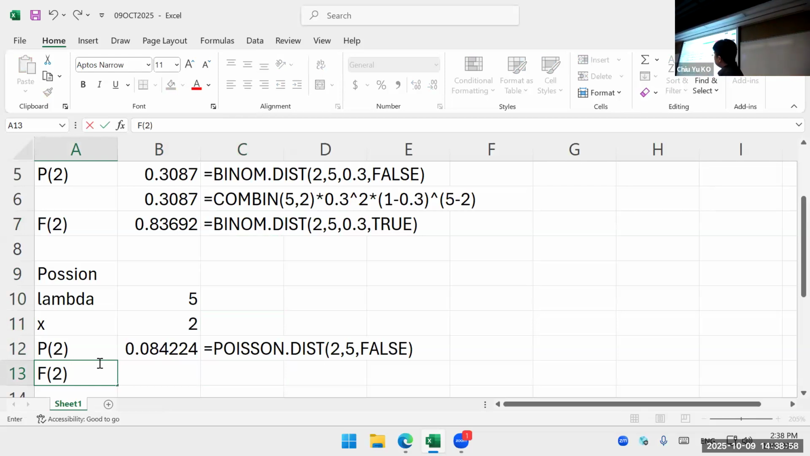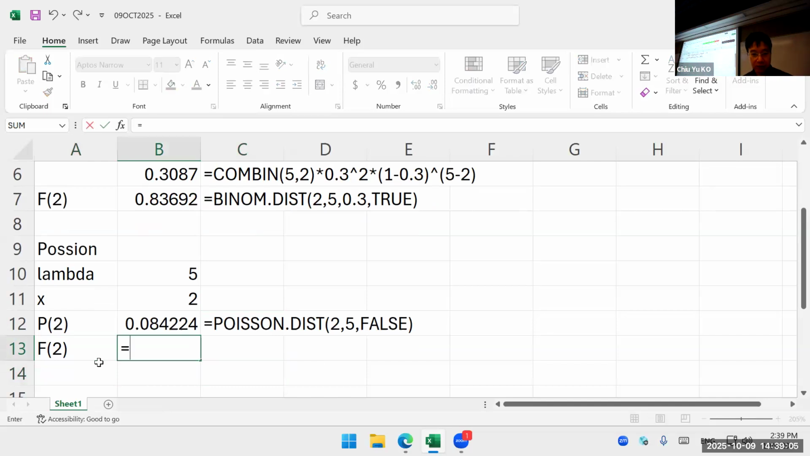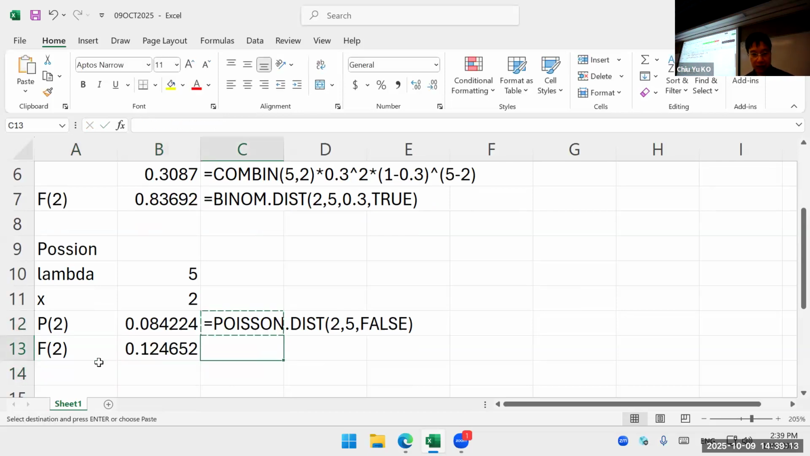Now, the more interesting question will be, what is the probability that 2 or fewer people come in? The F is not in the example, but you can easily calculate that as well using the F function. There's Poisson.dist with 2 and 5, and then true. So this will give you P of 0, P of 1, P of 2.